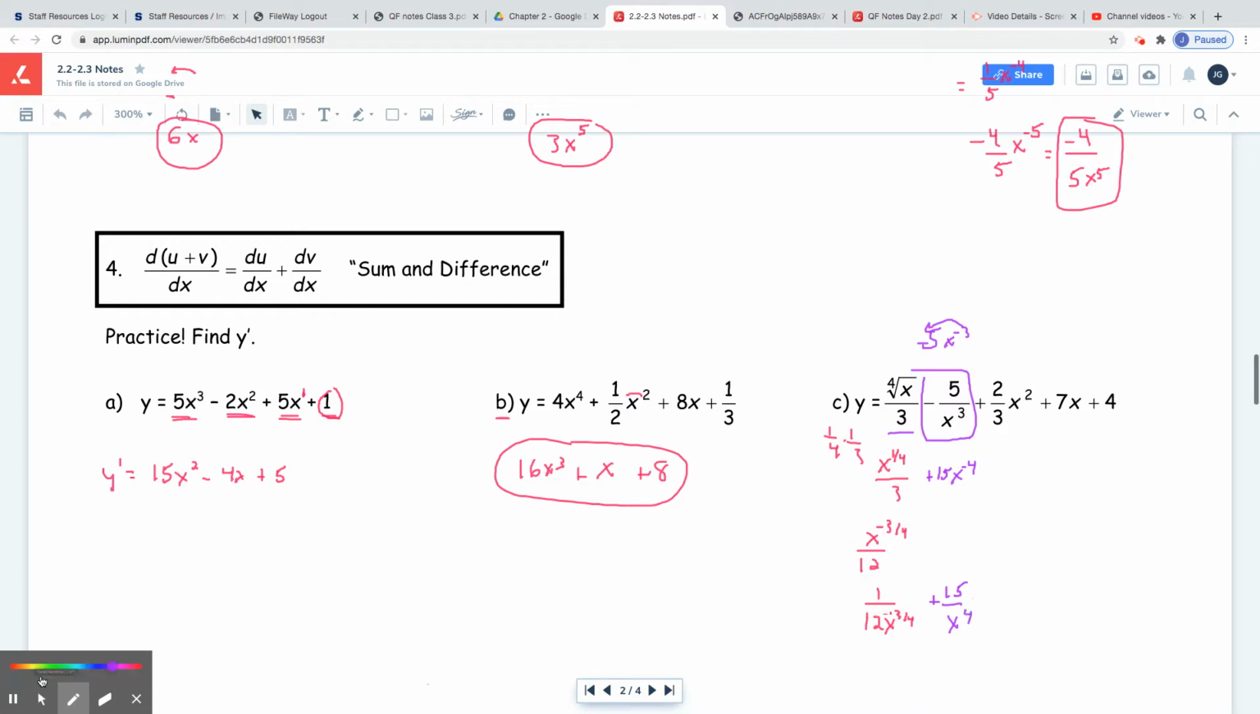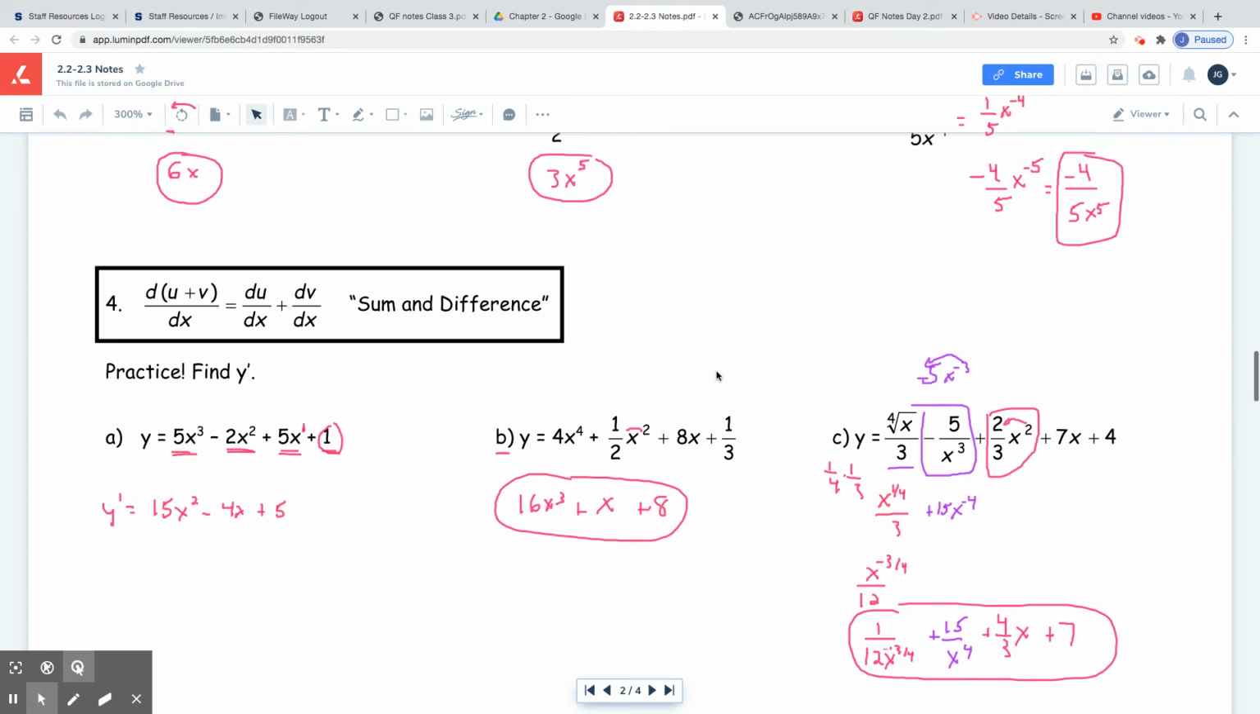Now for the next one, it's 2 times 2/3, right? 2 times 2/3 is 4/3 x, because we take one away and get 4/3 x. And then the 7x is just plus 7. So I get 1 over 12x to the 3/4 plus 15 over x to the 4th plus 4/3 x plus 7. So that right there is a much easier way of finding it.